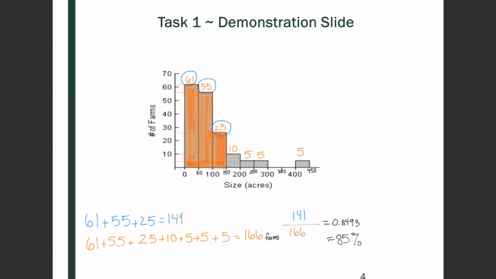So we would just take 141, which is the number of farms that were in the size range we were looking for, 0 to 150, and then divide that by the total, and we get around 0.8493, which is approximately 85%.